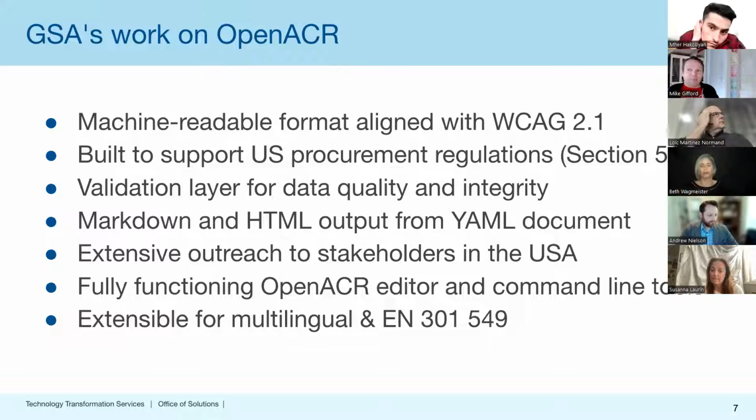We've built Markdown and HTML into the YAML document so that you can provide some formatting. So there's a limited amount of structure that's available within that.